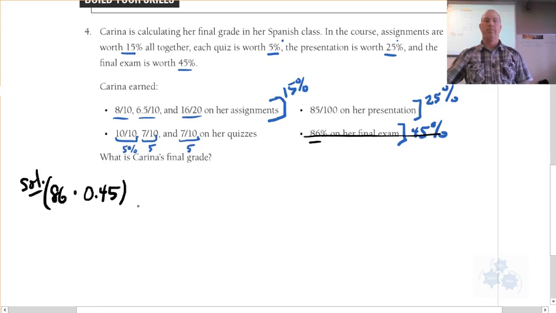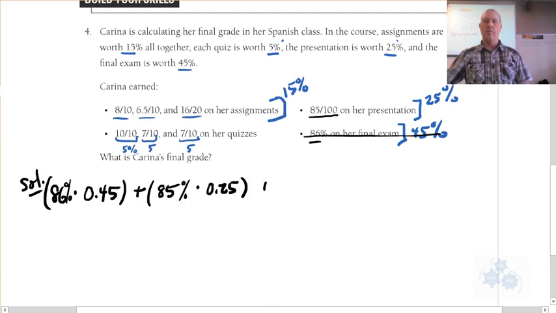We're going to add to that the marks she gets from the presentation. What is 85 out of 100 as a percent? That's easy, right? That's 85%. You can write the percent there if you want. 85%, times that category is worth 25%.